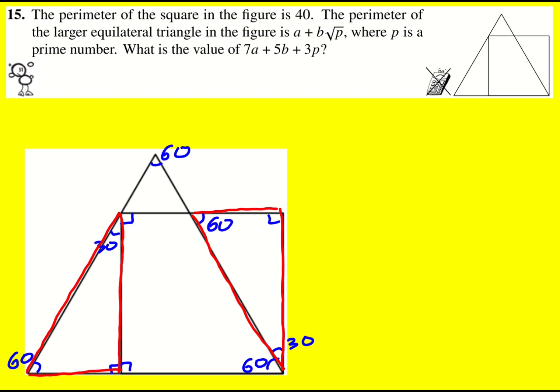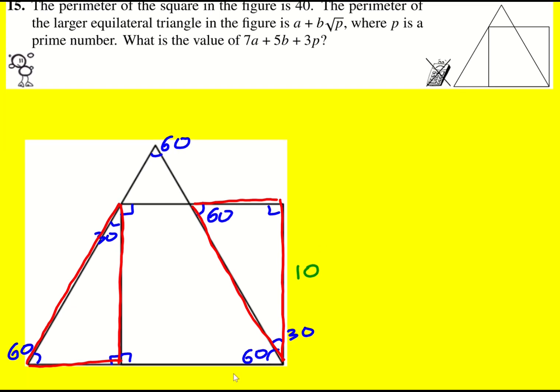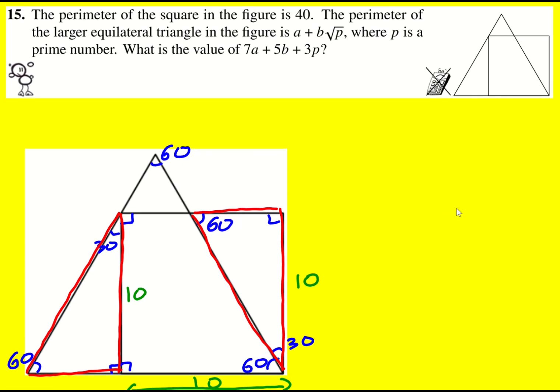We're told that the perimeter of the square in the figure is 40. Because there's four sides, they add together to give 40. Each one is going to be 10. So that's going to be 10. This here is going to be 10. And this is going to be 10. And over here as well, but I won't write that one on for the moment.